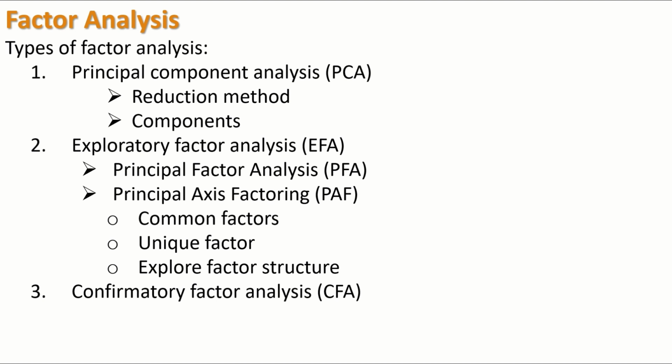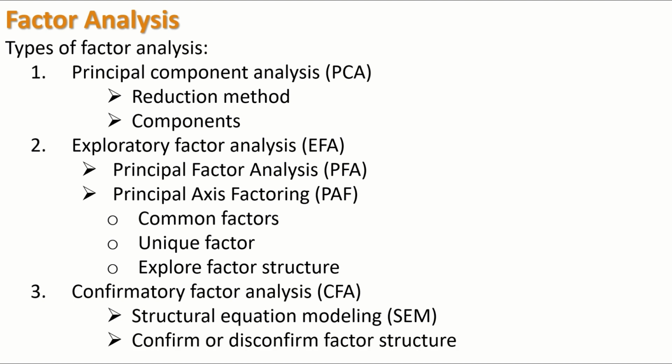The third type of factor analysis is confirmatory factor analysis. Confirmatory factor analysis is performed after exploratory factor analysis. So the objective is to examine and identify if there are underlying structures for the items, and then assign the items to factors. The role of confirmatory factor analysis is to confirm or disconfirm the factor structure. So the CFA is the initial step for structural equation modeling.